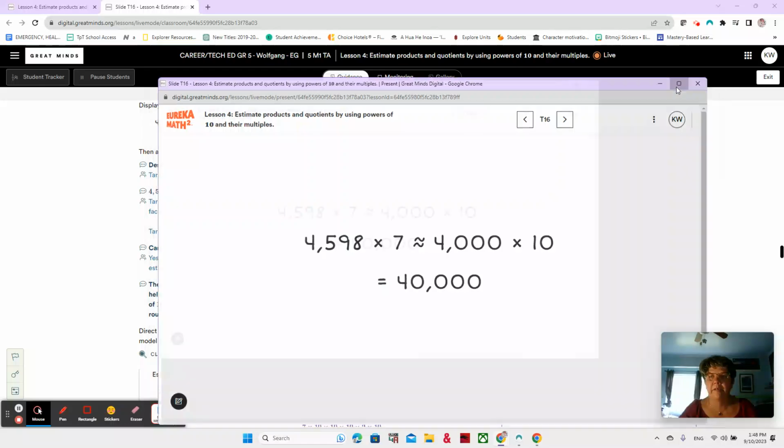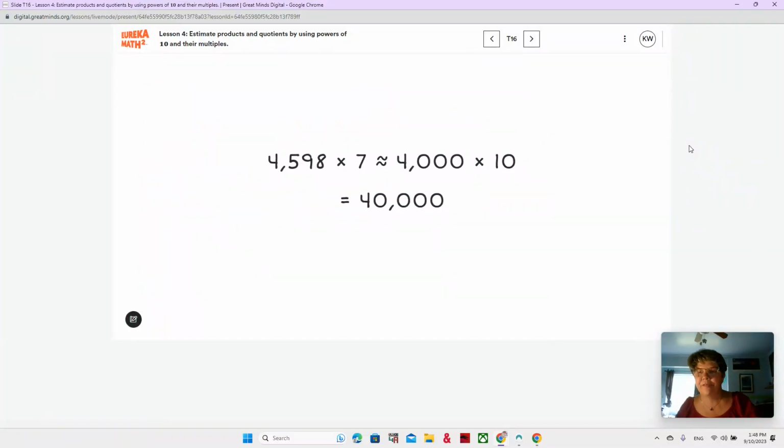Right, here we are in video number 2 of lesson 4, and you see that we have a problem on the board. 4,598 times 7. Estimate, the little squiggly lines, that means this is an estimate. 4,000 times 10 equals 40,000.